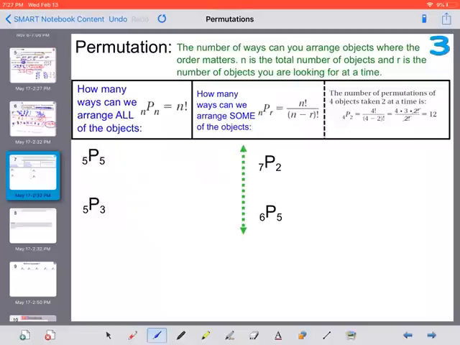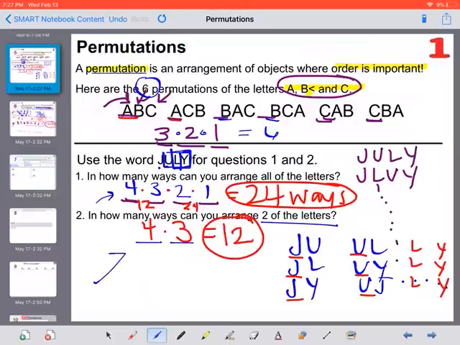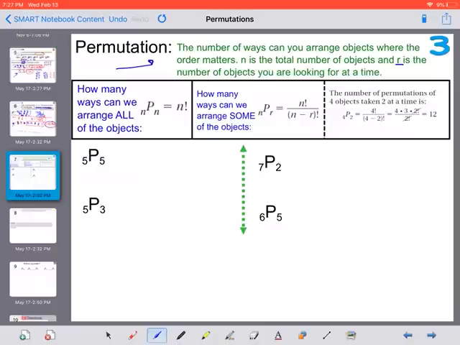Next, we have what's called a permutation. So a permutation is the number of ways you can arrange objects where the order matters. We talked about that already on the first slide. N is the total number of objects. That's what we've discussed. And this new letter R is the number of objects you are looking for at one time. So this is actually what we did right here. So we have a formula or an equation to help us.